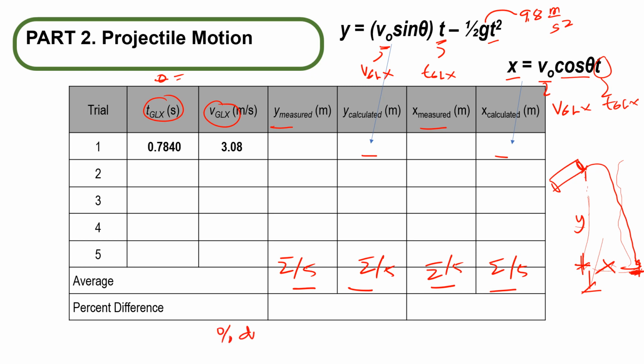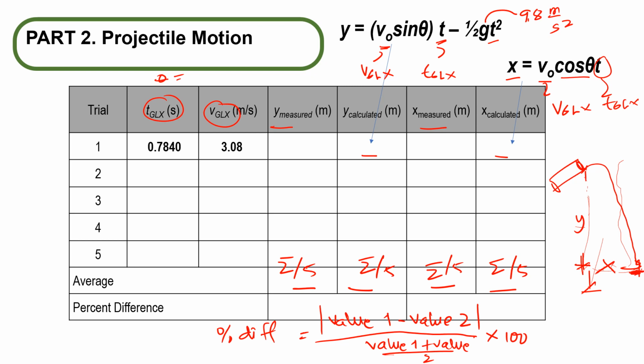The percentage difference has a different formula from the percentage error. In this one, we have to know the value 1. The value 1 can be the y measured, or it can also be the y calculated, minus value 2. Again, the value 2 can be the y measured or the y calculated. This is an absolute value. If you get a negative value, you just have to make that positive. Divided by the average of 1 and 2, so value 1 plus value 2, divided by 2. So this is the average, multiplied by 100. So this is how to compute for the percentage difference.